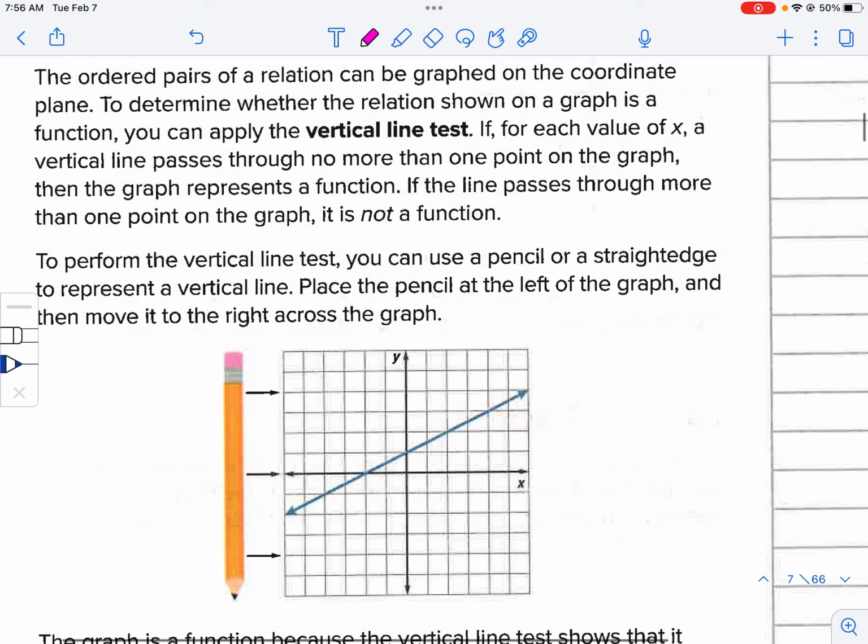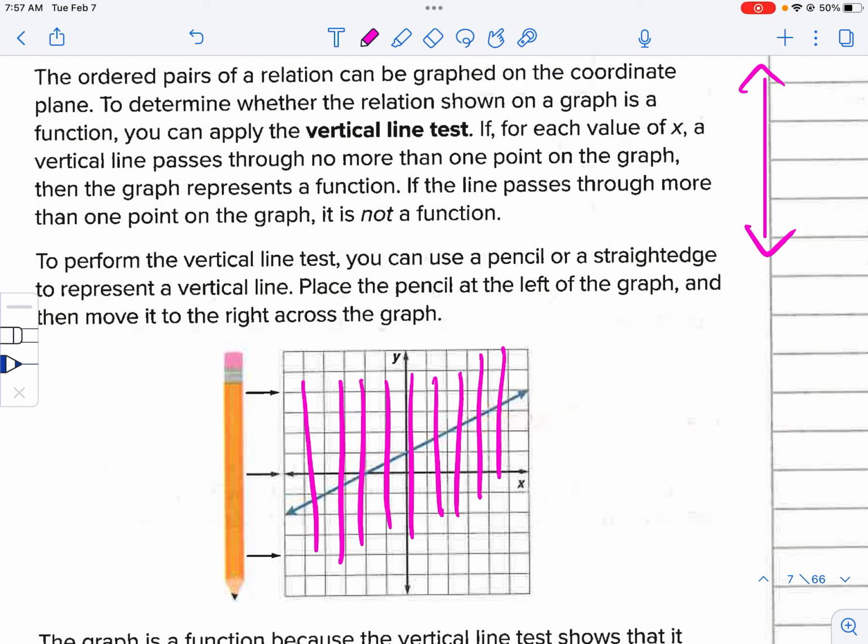Okay, so let's look at this one. The ordered pair of a relation can be graphed in the coordinate plane. Determine whether the relation shown on the graph is a function. You can do the vertical line test. Remember, vertical lines look like this. That's not a very good vertical line, but it's a vertical line. If for each value of x, a vertical line passes through no more than one point on the graph, then the graph represents a function. So if I was to draw a bunch of vertical lines, does it only go through that graph one time? That's what it means.